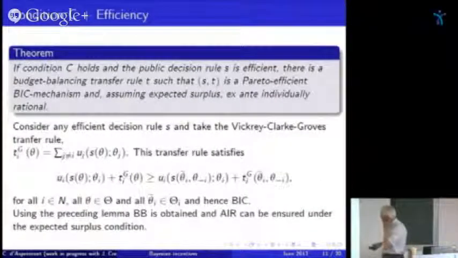Okay. Now, the main application is that with condition C, you get the first best. So you can implement the first best. And of course, by the trick I mentioned before, you can always ensure ex ante individual rationality. The idea is to take the Vickrey-Clarke-Groves transfer rule. It is incentive compatible in dominant strategy, so it is also incentive compatible in Bayesian. And then you use the preceding lemma and you get what you want.